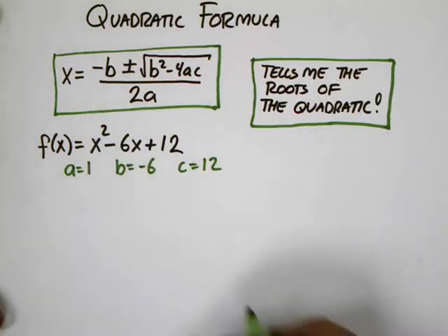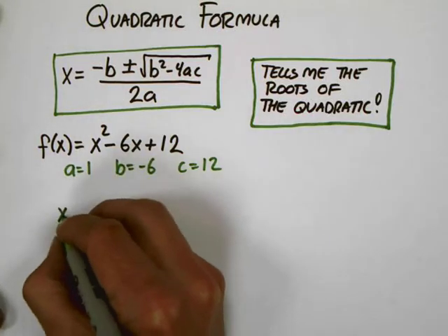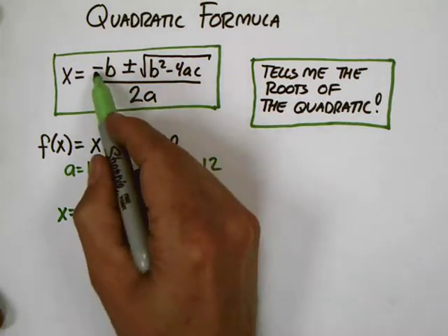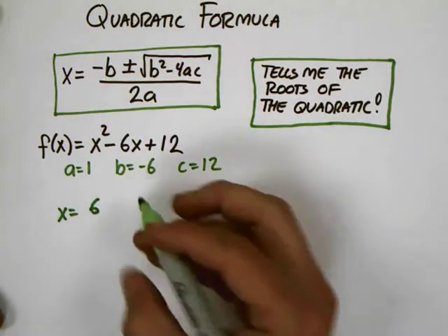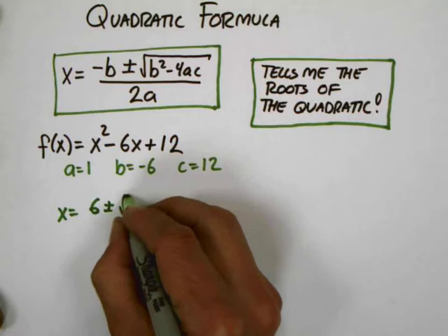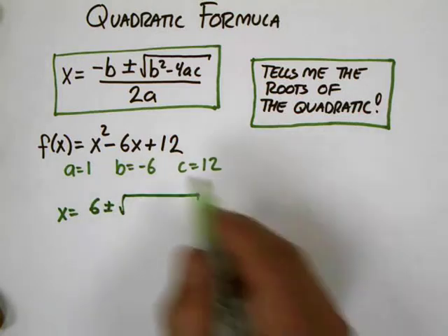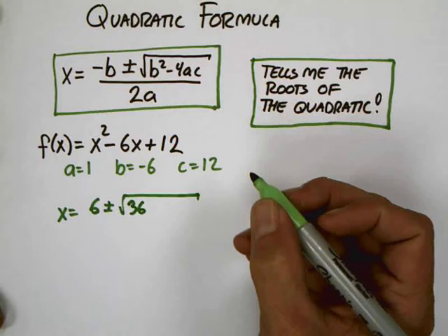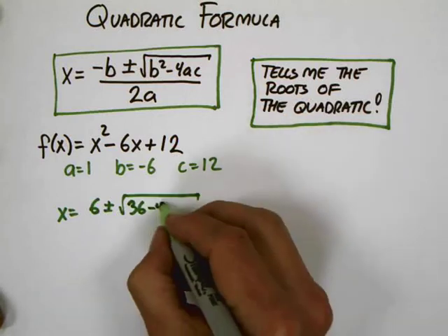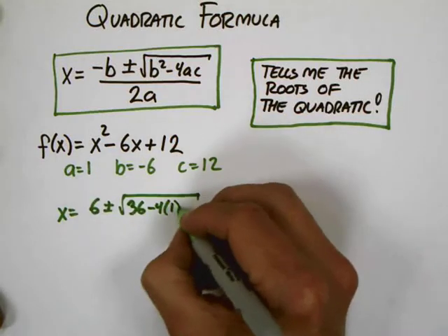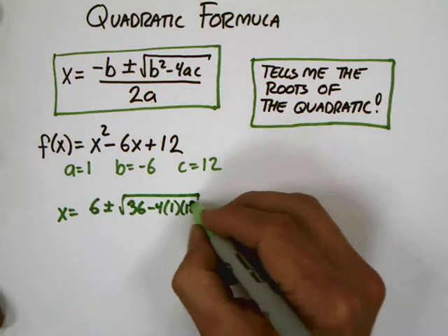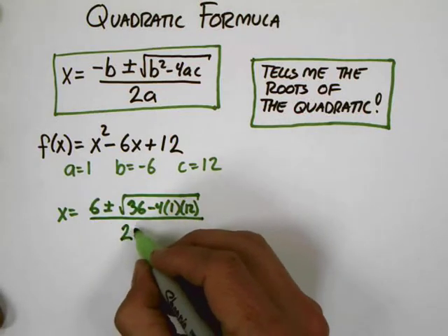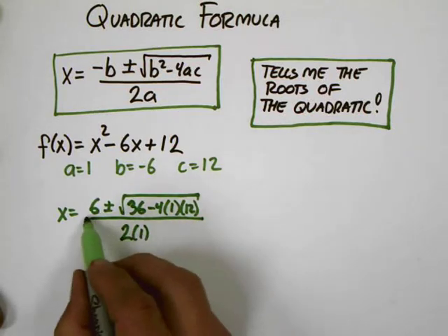So it's going to be negative b. So here we go. x is going to equal a negative b, which would be a positive 6 because it's minus the minus 6. So a plus 6 plus or minus the square root of b squared. So 6 squared is going to be 36 minus 4. My a value is 1. My c value is 12. All over 2a.